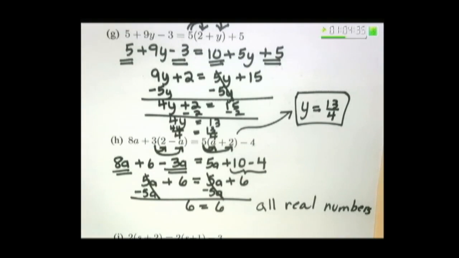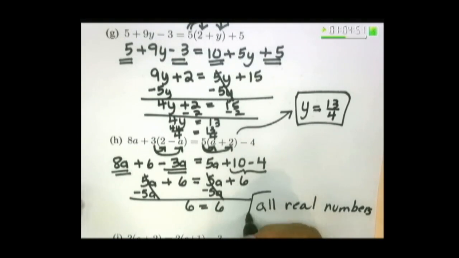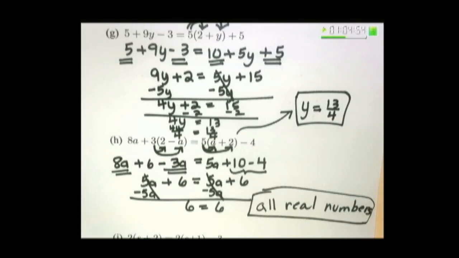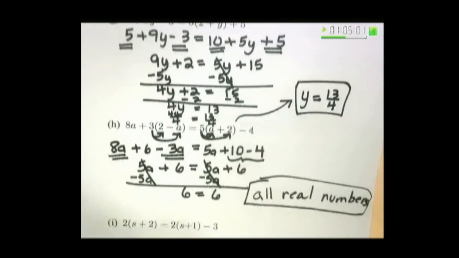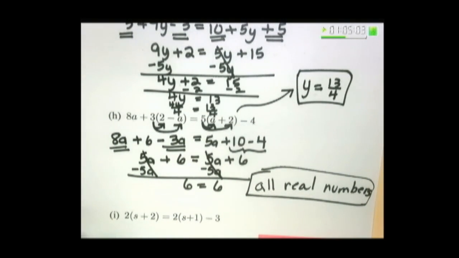So again, as I said before we began working equations, there are 3 possible outcomes when you work an equation. You could have one nice neat value for the variable that gives you a true statement, or you could have all real numbers, which is what we have here, or you could have no solution. When you have an identity, when you have the identical thing on one side as the other, your answer will be all real numbers.